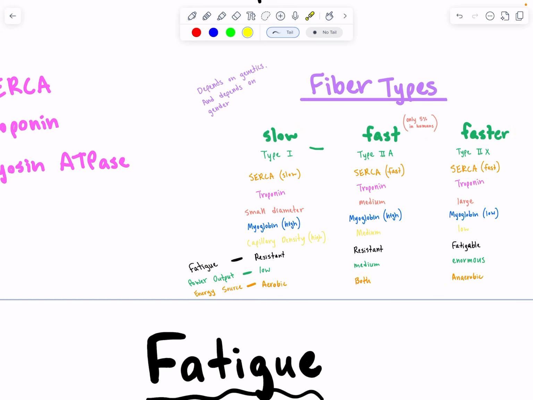This third one, again, I don't think I need to talk about it, but it's basically a little bit of a mix. So it's fairly resistant to fatigue. It's got a medium output. It uses both, which is very useful.